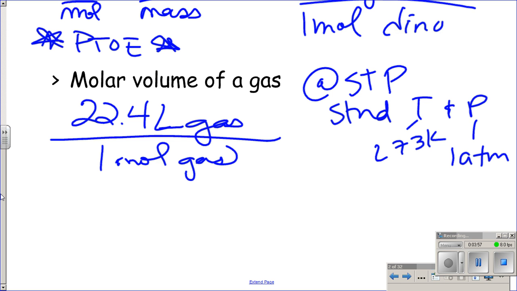Okay. So those are 3 new conversion factors. Notice everything is 1 mole. 1 mole is equal to a certain number of particles. 1 mole is equal to a certain mass, or 1 mole is equal to certain liters of gas. It's always 1 mole. That is a key fact.